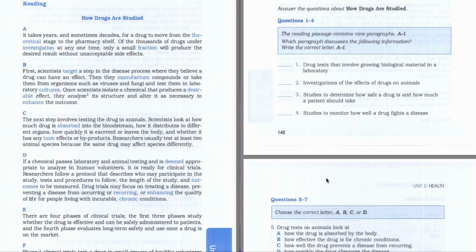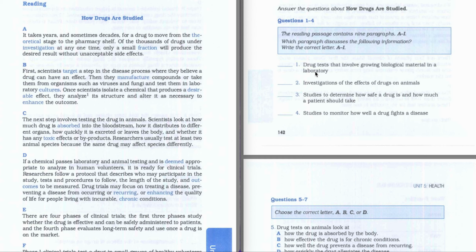Answer the questions about how drugs are studied. Questions 1 to 4. The reading passage contains 9 paragraphs from A to I. Which paragraph discusses the following information? Write the correct letter from A to I. So first of all, let's read the first sentence, and let's highlight the keywords.